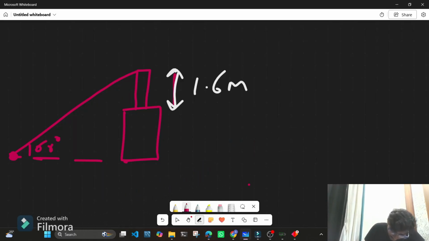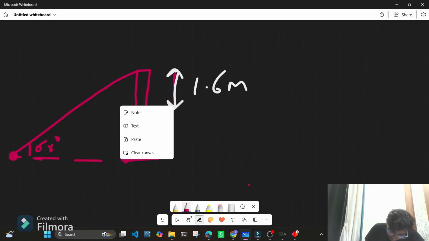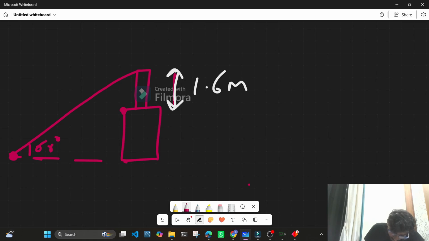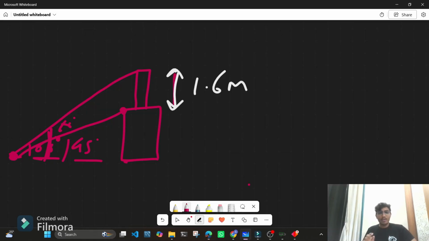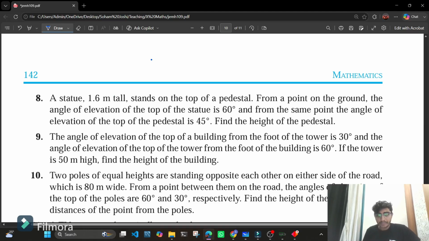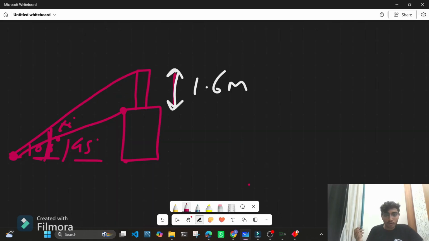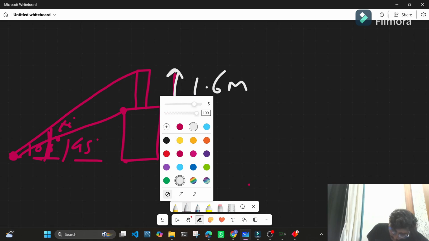The top of the pedestal is this point. Here we are given 45 degrees, and the whole angle over here was 60 degrees. I hope the drawing is a bit clearer. We need to find the height of the pedestal, so let us denote the height of the pedestal.